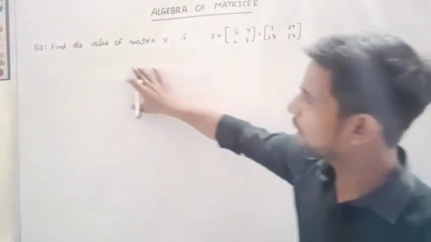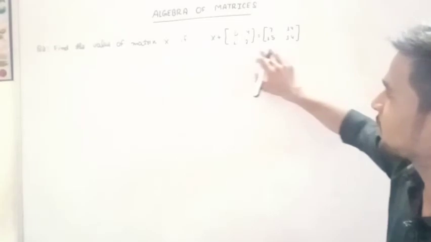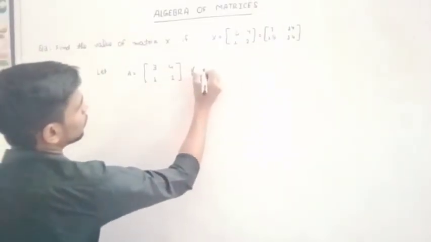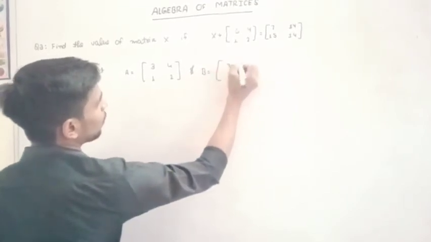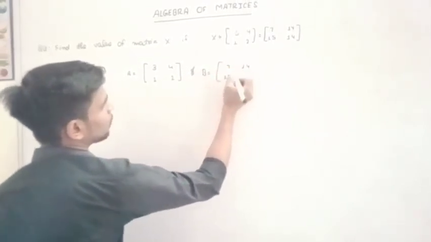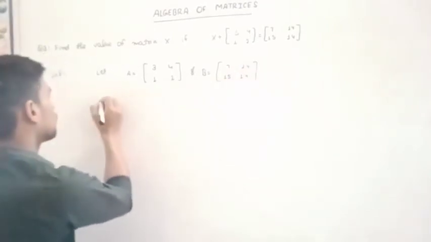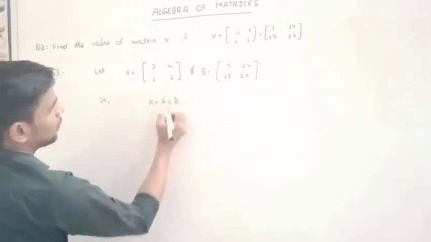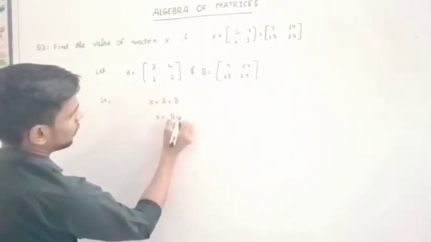In this numerical, we have given that x plus this matrix is equal to this matrix, and we have to find the value of x. Here let us consider first, let A is equal to 3, 4, 1, 2 and B is equal to 7, 14, 15, 14. So x plus A will be equal to B and x will be equal to B minus A.